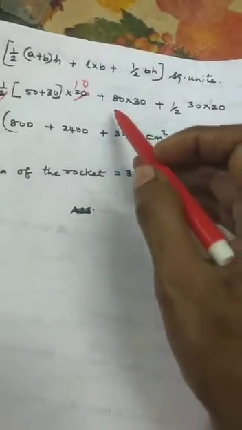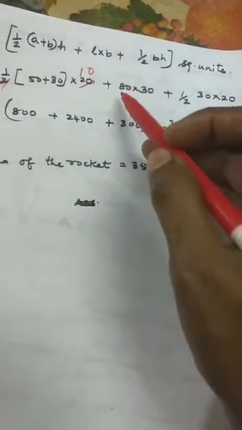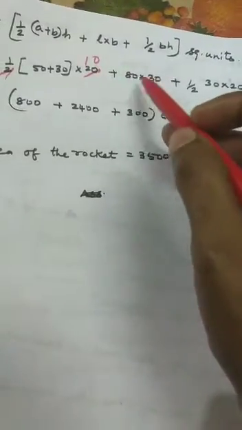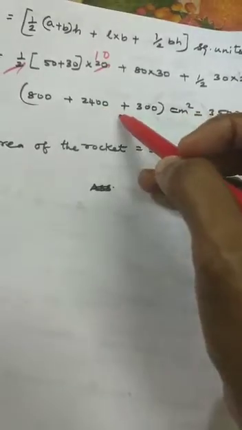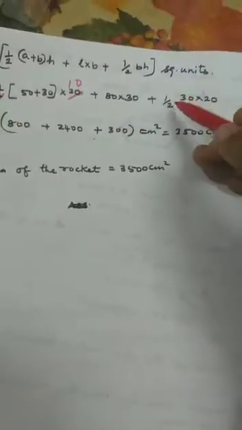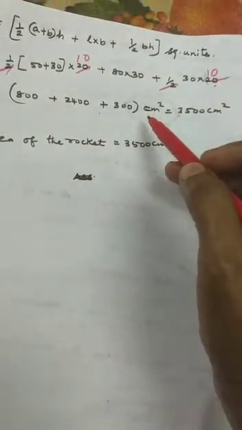Then next one, 80 into 30. Then it will be 2400. 8 3s are 24, then 0, 0. Plus 1 by 2 into BH, B is 30 and H is 20. You can cancel. Then 10 into 30 is 300 centimeters square.